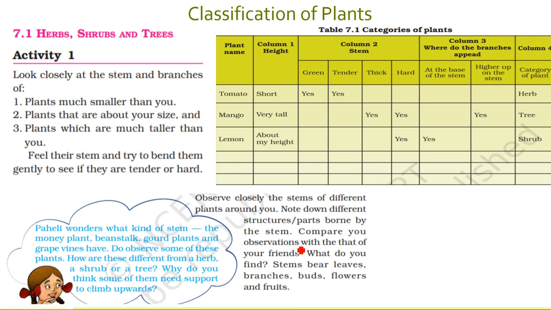Lemon has a hard stem, but it is not that thick like a tree, and its height is approximately in accordance to our height. So the stem is hard, the height is about our height, and we have branches from the base of the lemon, so it is categorized under shrub. So these are the three categories.